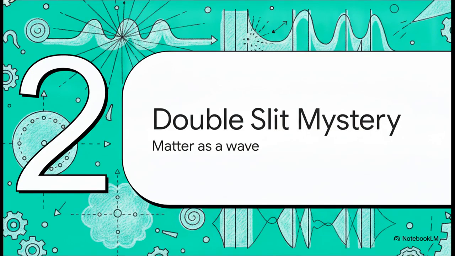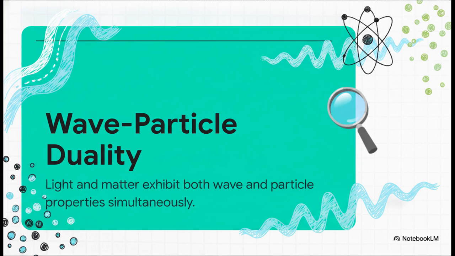Section 2. The Double Slit Mystery. So, case closed, right? Light is a wave. Well, actually, scratch that. Not quite. Let's jump to the 20th century, where our mystery escalates way beyond just light. Suddenly, the very physical matter that makes up our universe becomes the prime suspect.